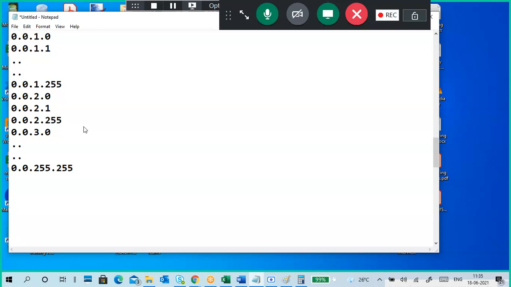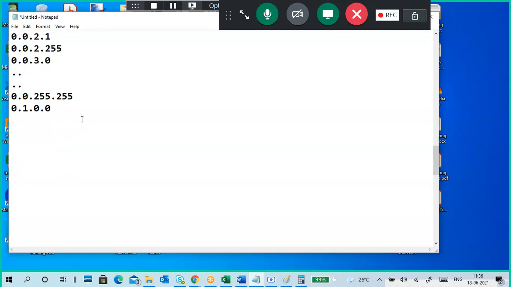What is the next one? 0.1.0.0, everything becomes zeros. After triple nine comes 1000, right? Same thing. It is number flowing only. It is also like 0.1.0.0.